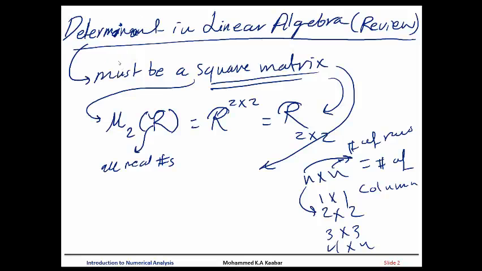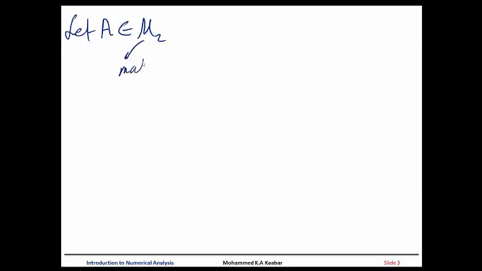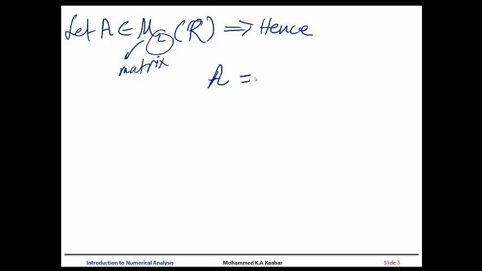Okay, now let A belong to M2. M in this example means matrix from this form, a square matrix, 2 by 2, times all real numbers. Hence the matrix A equals A11, A12, A21 and A22. What are the meanings of this A11, A12, A21 and A22?